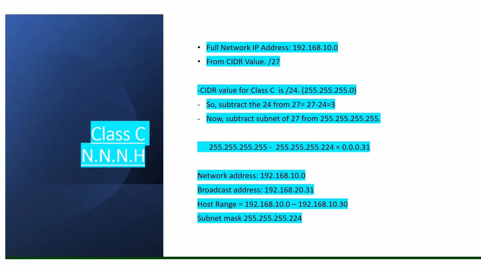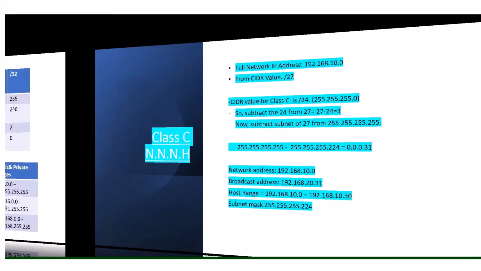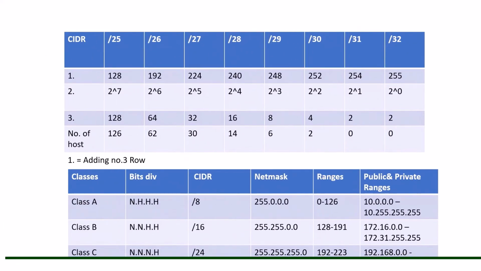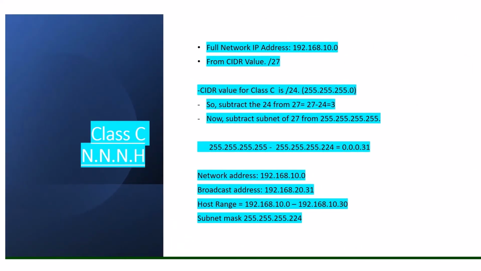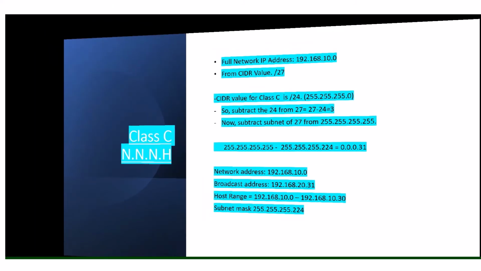Now we have to subtract from the full net mask, that is 255.255.255.255 minus 255.255.255.224, and you will get the value 31. So in that way you can find the broadcast address and host range. You can see it here.